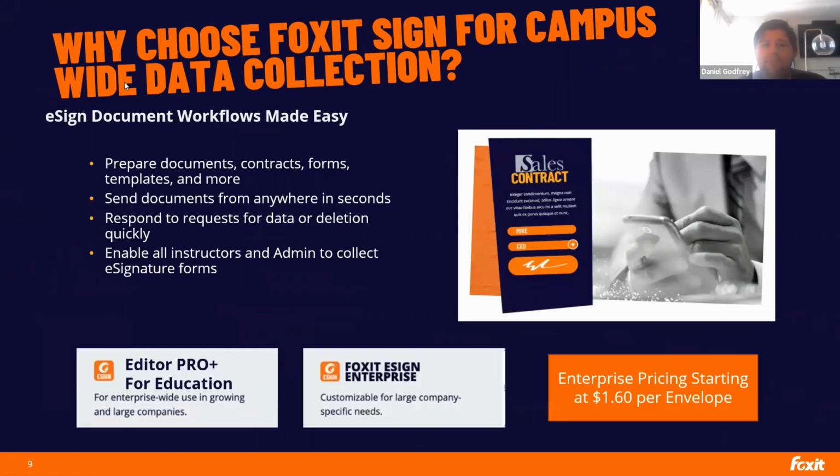So why choose Foxit Sign for campus-wide data collection? There are a lot of e-signature options. There are larger ones like DocuSign currently available, or Adobe Sign, that do similar things. But Foxit Sign is really unique in a lot of ways. For preparing documents, contracts, forms and templates, we provide a really simple user interface that, if you have used other services like DocuSign, you're going to be pretty familiar with. It's not overly complicated, and we made it so users can easily pick it up if they've used other document editors.